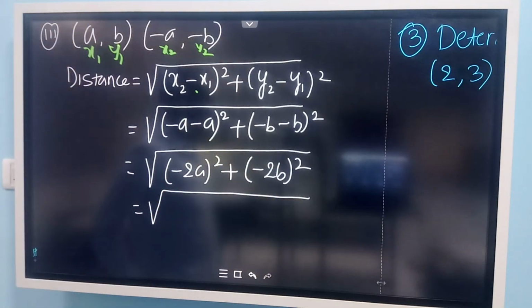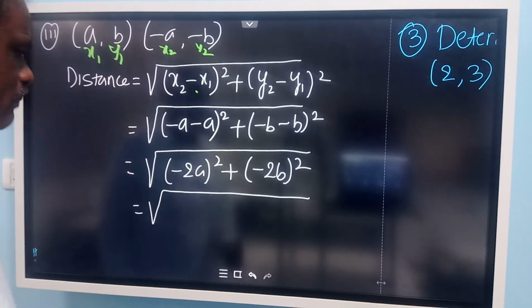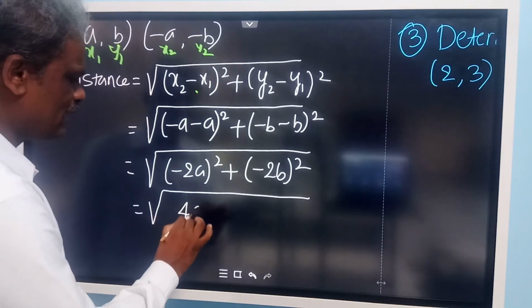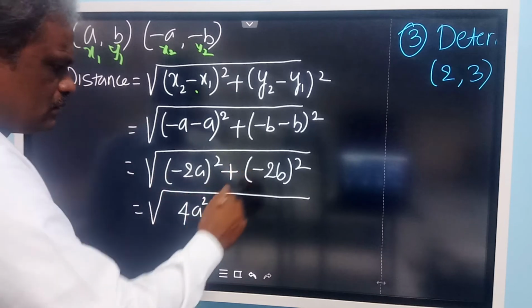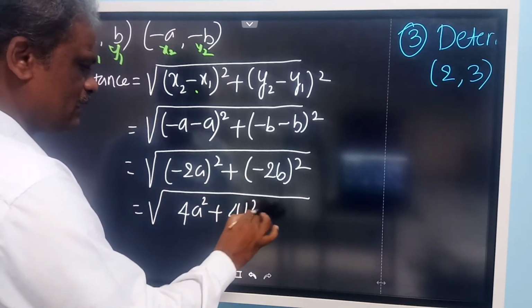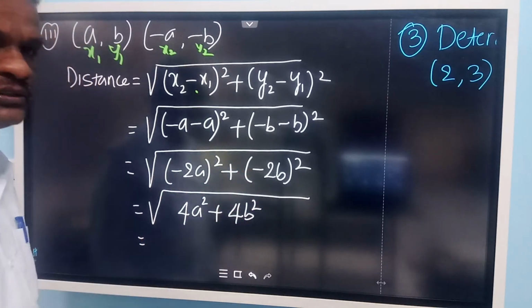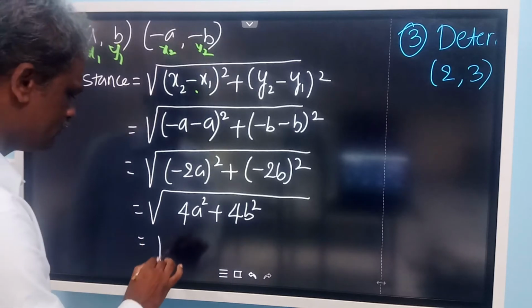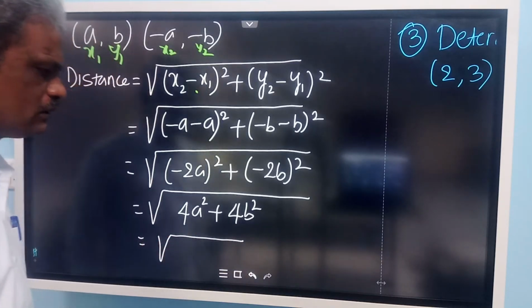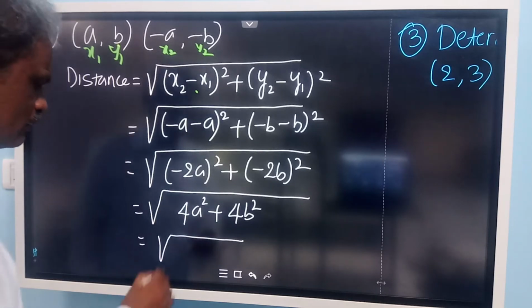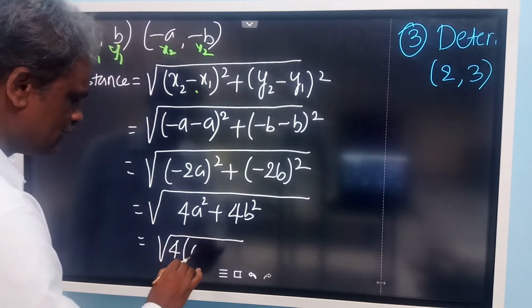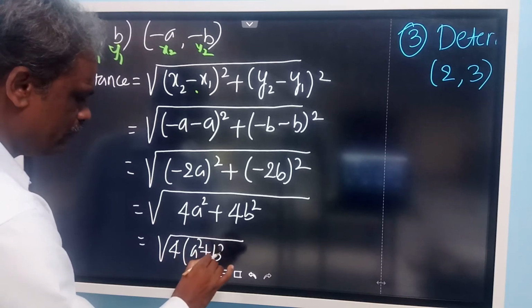Minus 2a whole square. What happens to this minus 2a whole square? Simplify this and tell me. 4a square. Then this one? 4b square, right. Now can you add these two? What is the next step? What you can do here? 4 common. Common, good. 4 into a square plus b square.